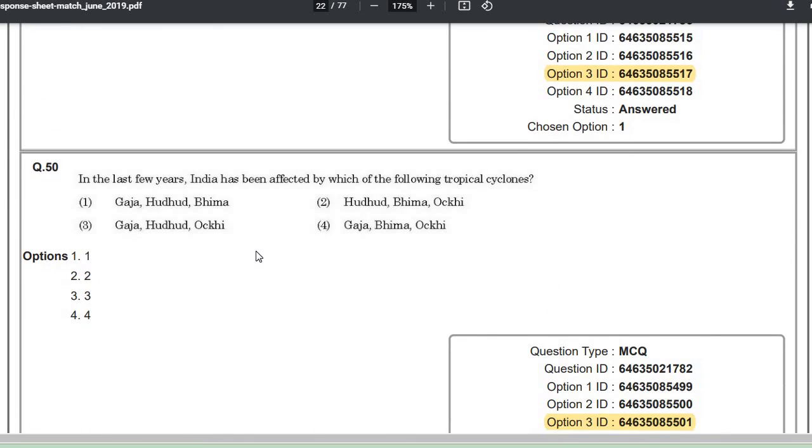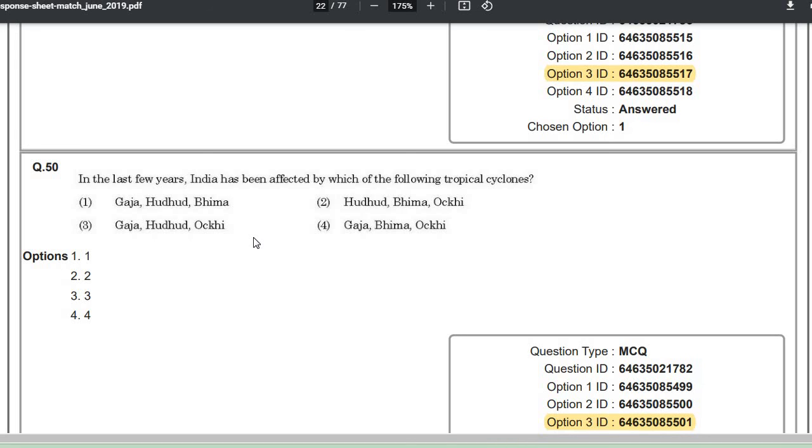Okay, and coming to question number 50. In the last few years, India has been affected by which of the following tropical cyclones? Gaja, Hudud, Bima, Oki; Gaja, Hudud, Oki; Gaja, Bima, Oki. Here, in the last 3 years we have faced only three: Gaja, Hudud, and Oki tropical cyclones. So option 3 is the correct answer.